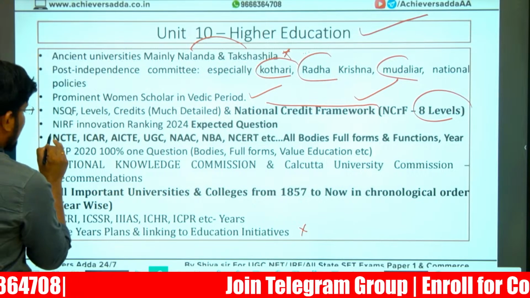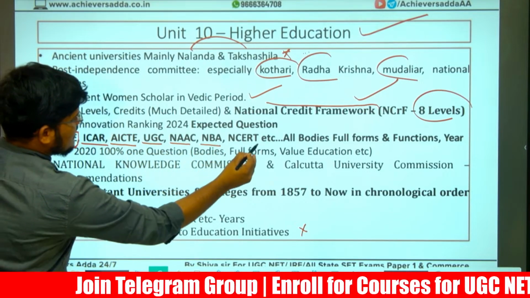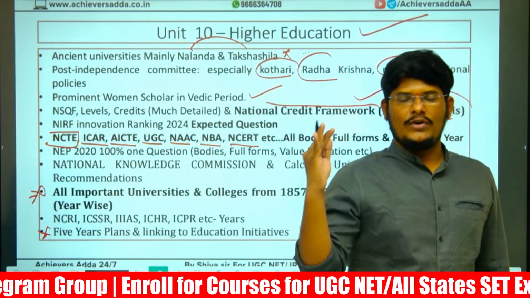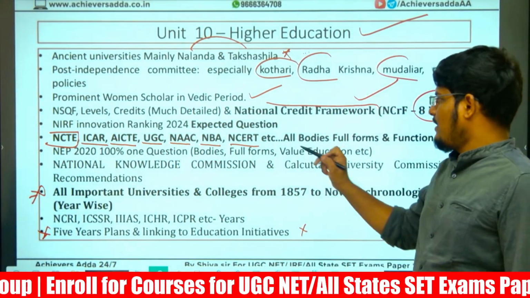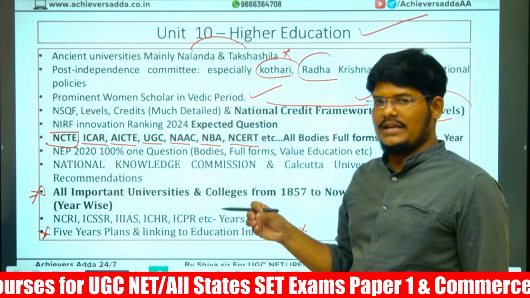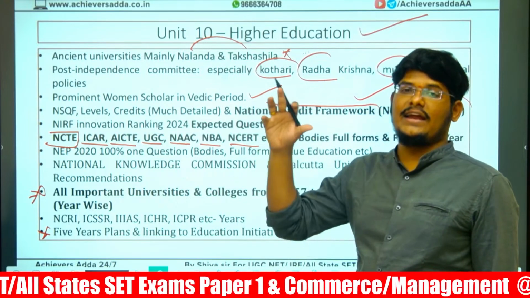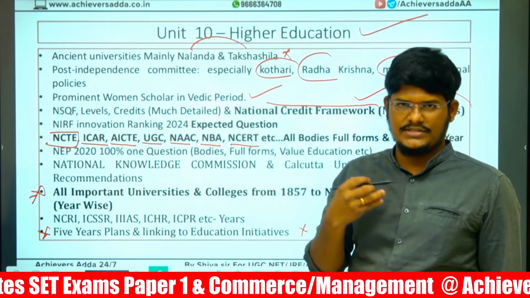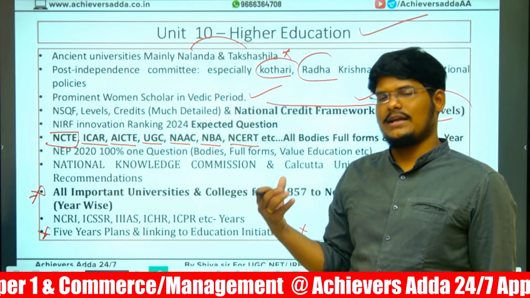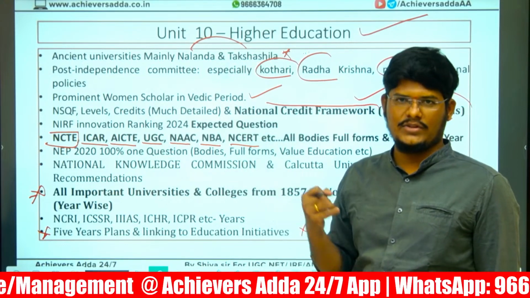one will be NCTE, ICAR, AICTE, UGC, NAAC, NBA, NCERT, all the bodies, their full forms, their years of establishment, for what purpose they were established, and the list of parameters for giving NAAC grading, and NBA grading also, most important, and their years of establishment, their headquarters, where they are located. Match the following questions can be asked. Left side organization, right side they can ask headquarters, year of establishment, or discipline related, purpose also they can ask.